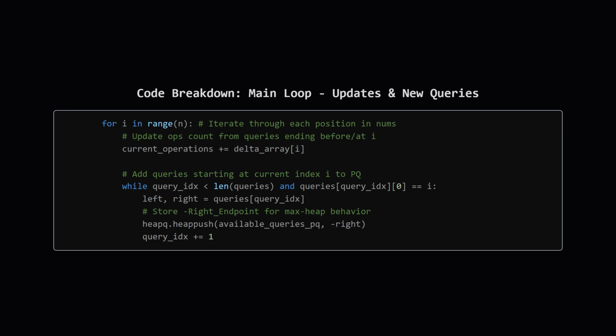Next, we check for any new queries that start exactly at this index. We use our while loop to go through the sorted list. If a query's left endpoint matches, it's now available. So we take its right endpoint, make it negative, and push it onto our priority queue. Then we move to the next query.